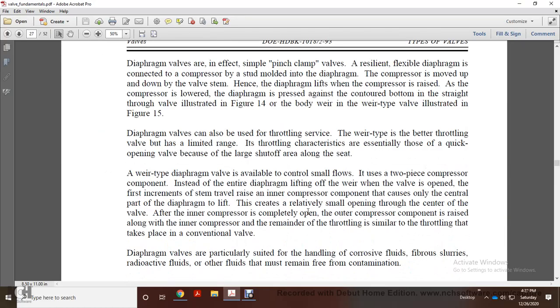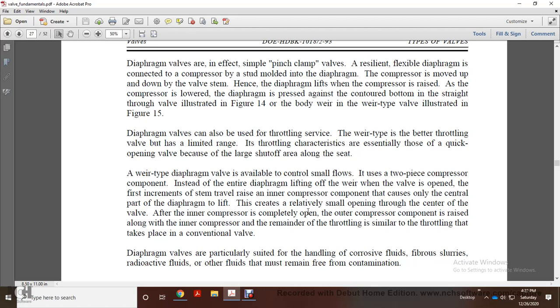Diaphragm valves can be used for throttling. The weir type is the better throttling valve but has a limited range. The throttle characteristics are essentially those of a quick opening valve because of the large shut-off area along the seat. A weir type diaphragm valve is available to control small flows, usually with a two-piece compressor component, but instead of the entire diaphragm lifting off the weir, the valve is opened in fine increments.